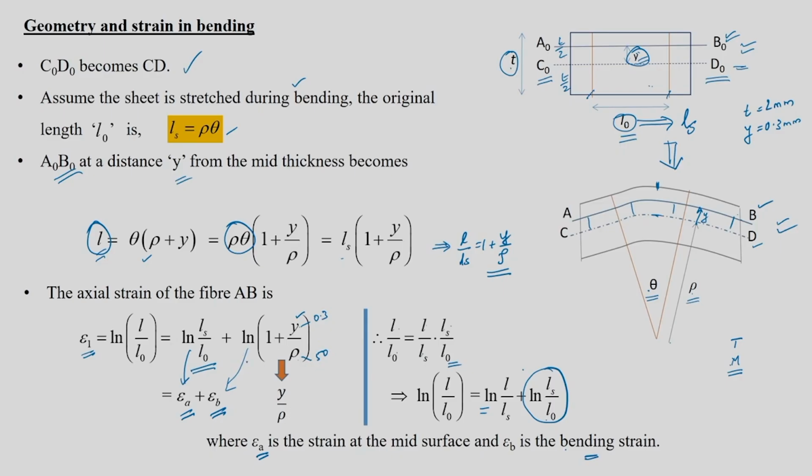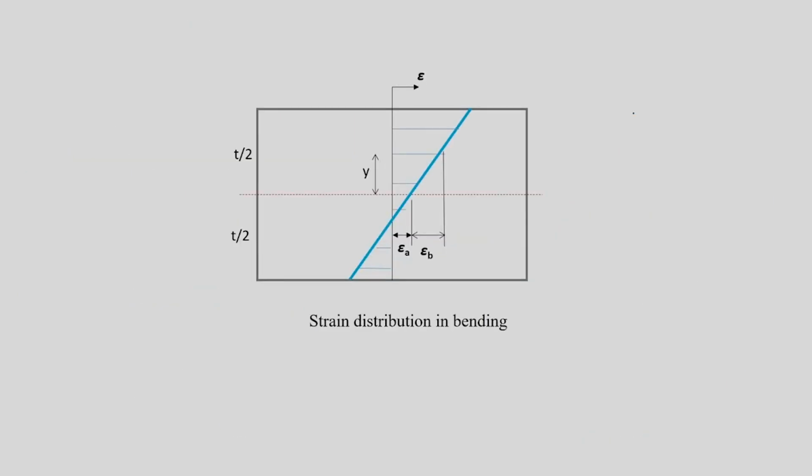Or you can expand this as a series: ln of 1 plus y by rho, maybe you can take the first term only, which can be approximated to y by rho. So, you can say axial strain epsilon 1 is epsilon A plus epsilon B, where epsilon A is given by ln of Ls by L naught, which gives you the strain in the mid surface, and epsilon B is nothing but y by rho. Directly you can write it as y by rho. Now if we plot this epsilon 1 in the thickness direction, against y, it will look like this.